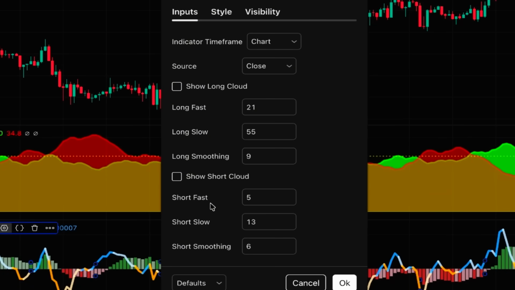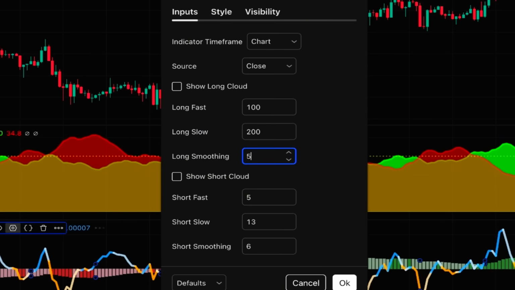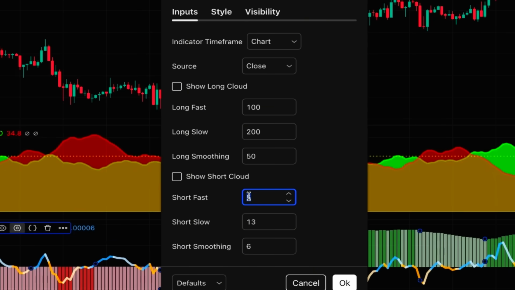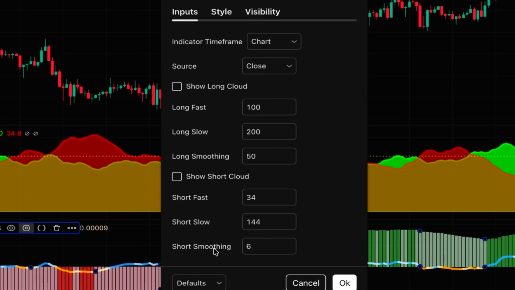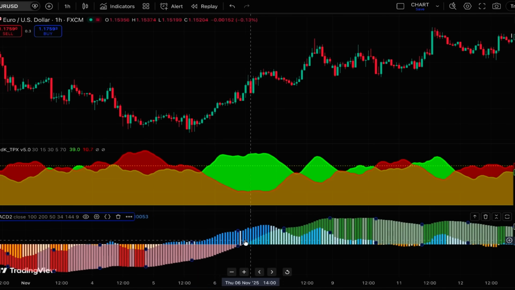We need to change their settings. Here for the longer MACD, here for the fast length we set it at 100. For the slow length, we set it at 200, and here for the signal smoothing, we set it at 50, and then here for the shorter MACD, here for the fast length, we set it at 34, for the slow length, we set it at 144, and here for signal smoothing, we set it at 9. And finally, we go to the style tab, and here for the shorter MACD, we change the appearance to histogram. Alright, we're done with the settings of these two MACDs. And now let me teach you how you can find accurate buy-sell signals by the help of these indicators.